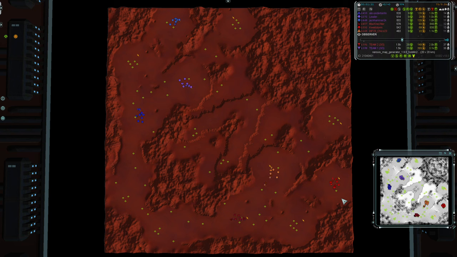And pretty conventional start so far. Every player has gone first land, which is not at all unusual.